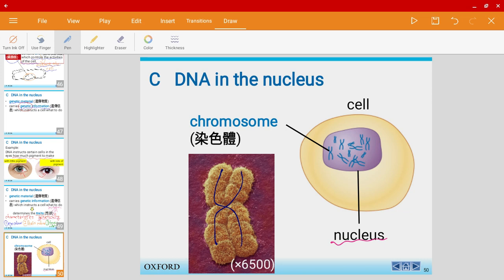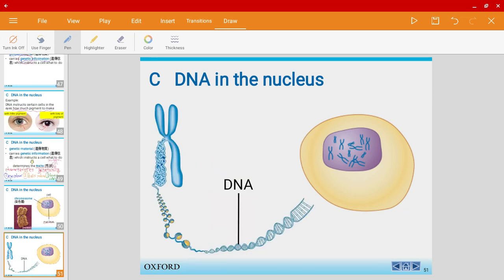So what exactly is the chromosome? Let's have a look over here. If we try to unwind the chromosome, let's say we open the chromosome and you twist it, you'll find that the DNA is actually located inside the chromosome.